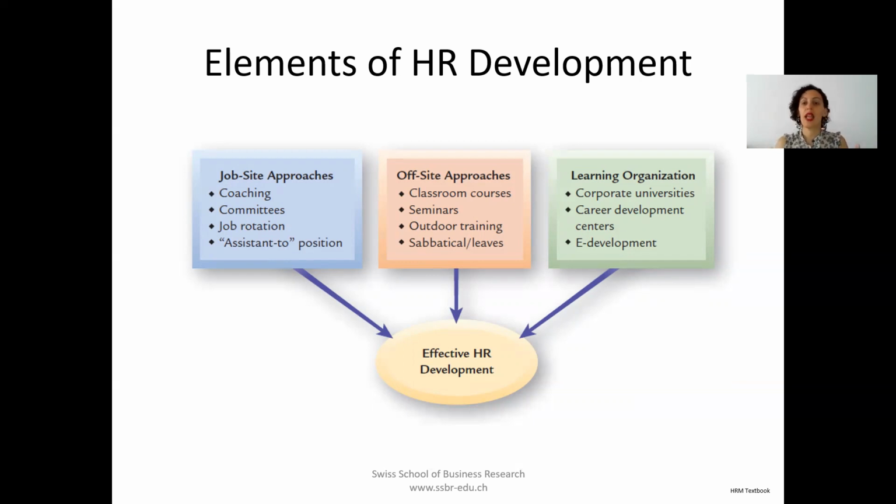And then when we talk about learning organizations, we actually talk about places or business organizations that are geared towards educating people. So for example, SSBR is a learning organization, higher education companies. So here we can see, for example, corporate universities, Harvard Business School, career development centers, e-development centers, etc.